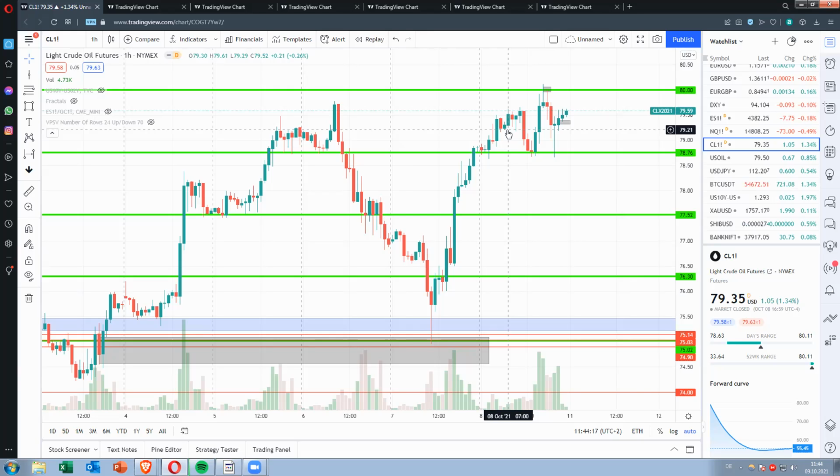You have to be proactive. You don't place your order and then go shower or go to the kitchen and cook some food. You can't do that. You have to have a hard stop loss and you have to always look at the chart.